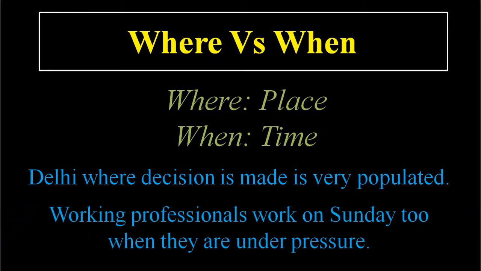Look at another example. Working professionals work on Sunday too when they are under pressure. So Sunday is time, and that is why here it is when. So where means place, when means time. If the noun is a place, it should be where. If the noun is time, it should be when.